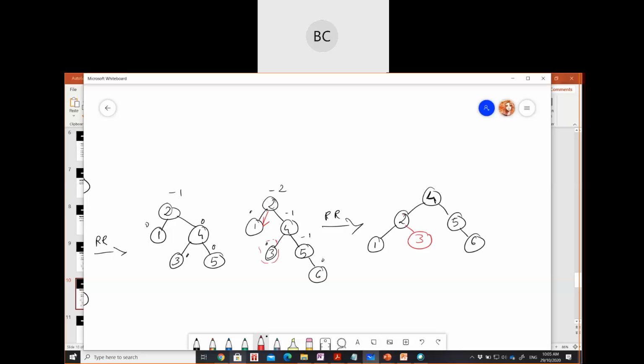In single rotations, normally we perform the rotation at the same node where we get the imbalance. But in the case of a double rotation, we first do it one node below, then we do it at the first node. So see here it got changed. Now you see the balance factor. It's 0, it will be 0, it will be minus 1.